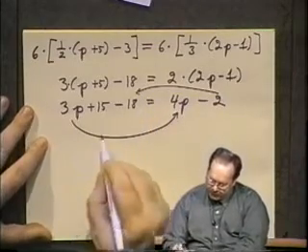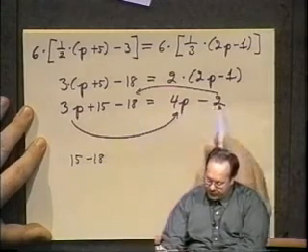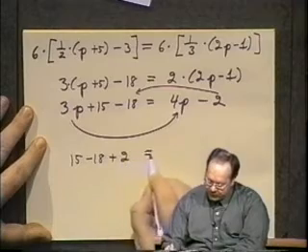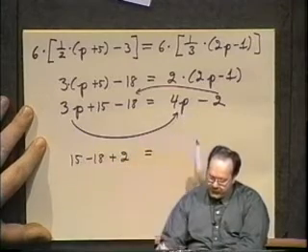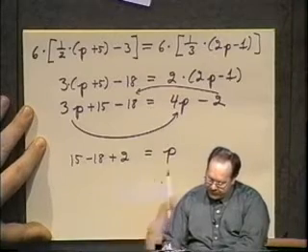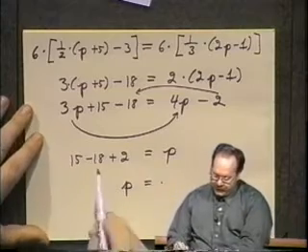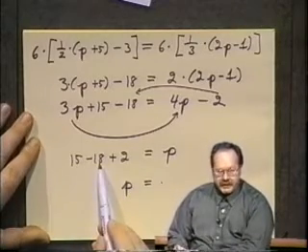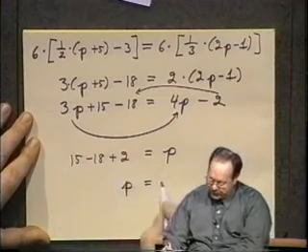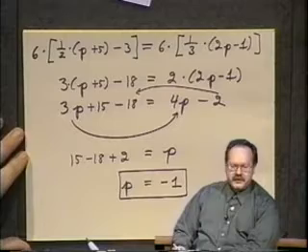So what will I end up with? Well, I'll have the 15 minus 18, which I had before. The minus 2 has been moved over, that's now plus 2. Then 4p minus 3p, of course, is just p. And then, if I reverse these, because I prefer to have the p on my left, just by convention, and see what I have, 15 minus 18 is minus 3, plus 2 is equal to minus 1. Lo and behold, I have a solution.